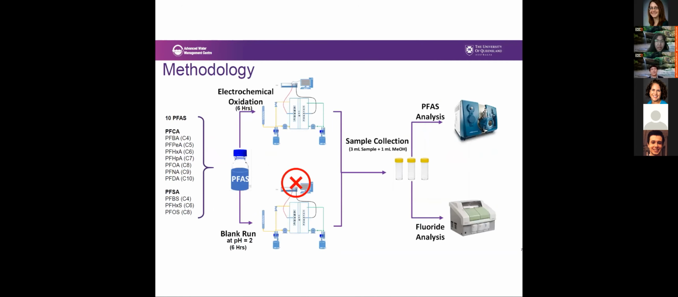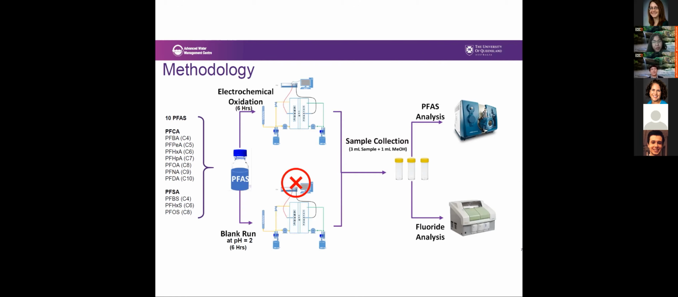Mainly, I investigated 10 PFAS, composed of 7 PFCAs from C4 to C10, and 3 PFSAs, which include C4, C6, and C8. These PFAS are treated individually with an initial concentration of 1 ppm, and treated for 6 hours using EO with a constant current of 20 milliamps per centimeter squared.